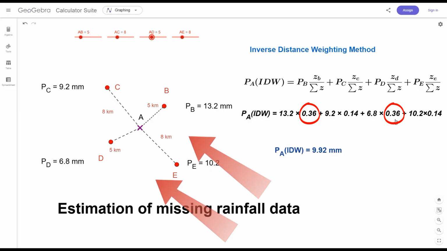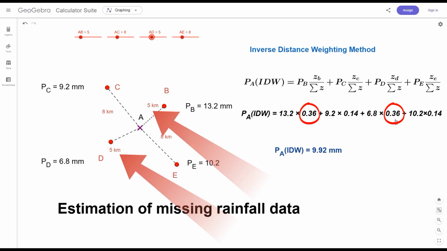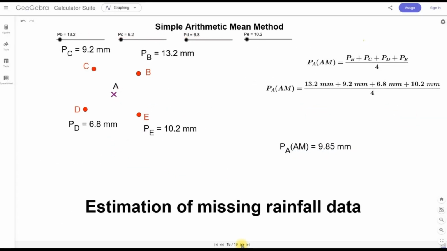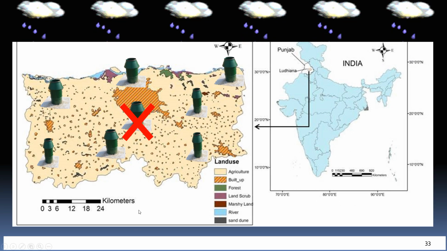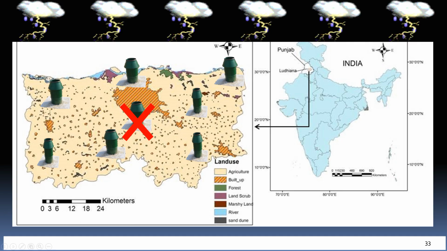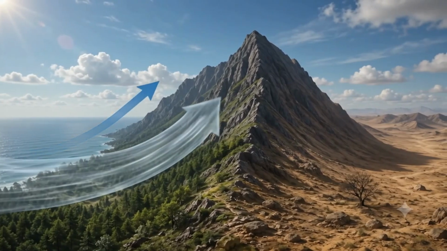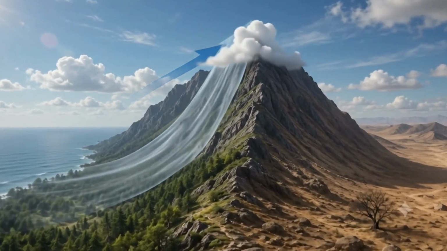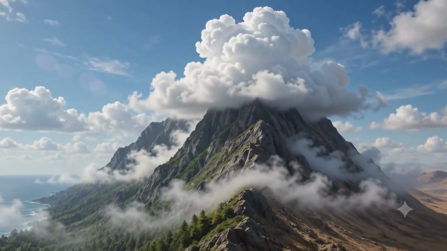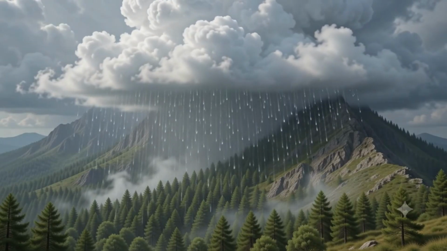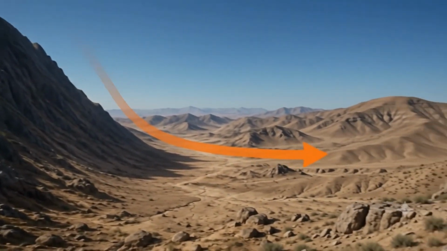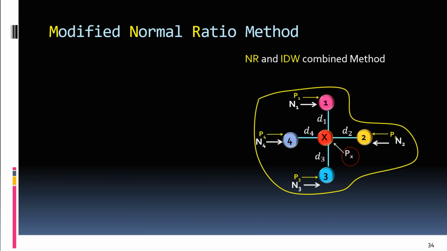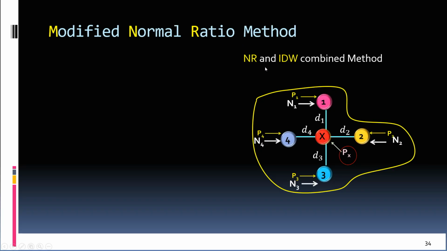In summary, we can think of IDW as an improvement over arithmetic mean method. This method is applicable for plain areas. If surrounding stations experience significantly different long-term precipitation due to elevation or microclimates, which means normal rainfall of neighboring stations will be different, modified normal ratio method is a good option. MNR combines normal ratio with IDW weighting method.